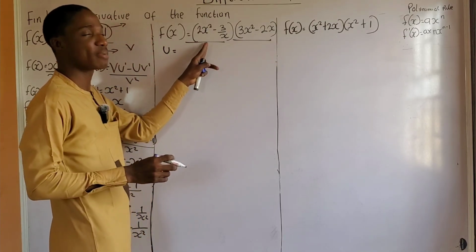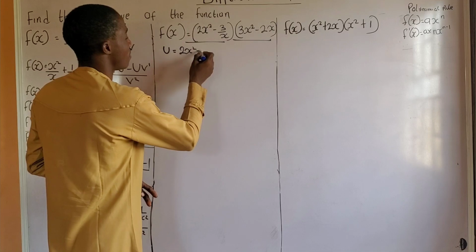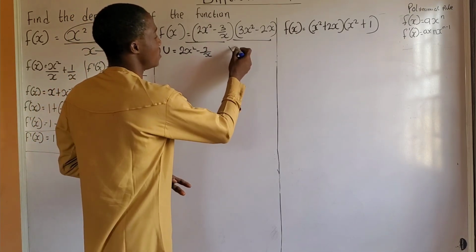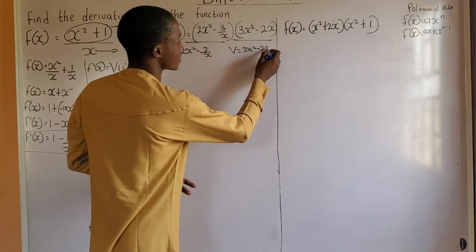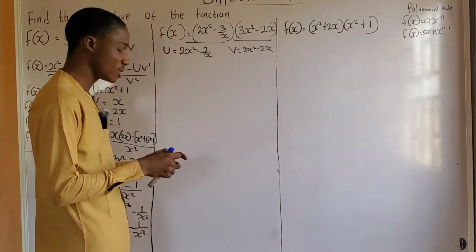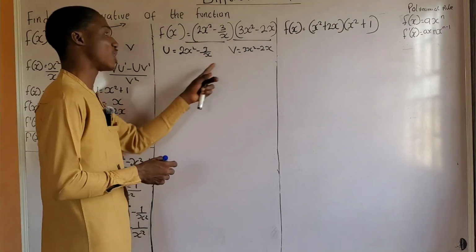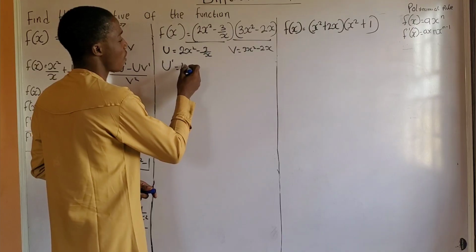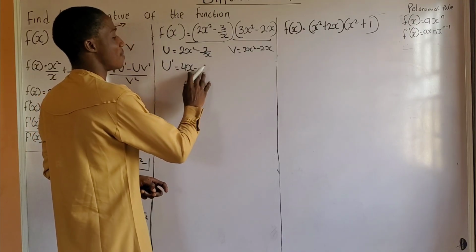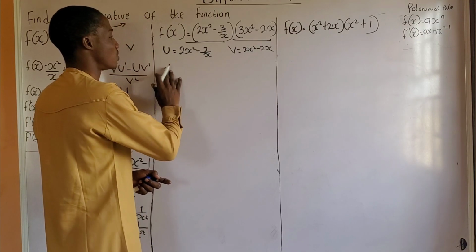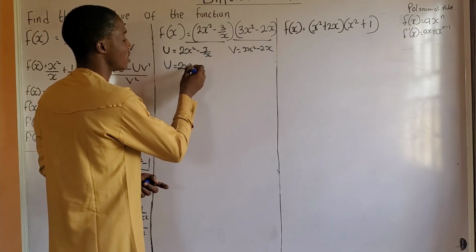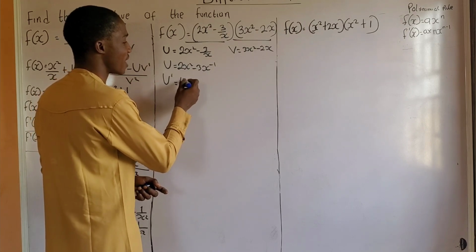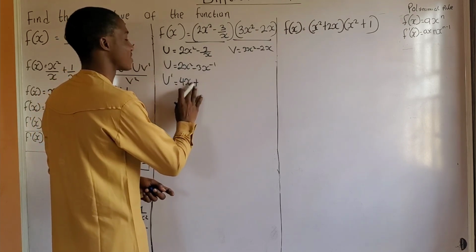U equals 2x squared minus 3 over x. So I'm going to have 2x squared minus 3 over x. And the second part, I'm going to set it equal to v. So v equals 3x squared minus 2x. Okay, when you're done with that, according to the product rule, you still need the derivative of u and v. Are you getting it? So I'm going to take the derivative. For the sake of clarity, let me rewrite u. U can be written as 2x squared minus 3x raised to the power of negative 1, right? Okay, let's take the derivative of u. I'm going to have 4x plus, I've forgotten.